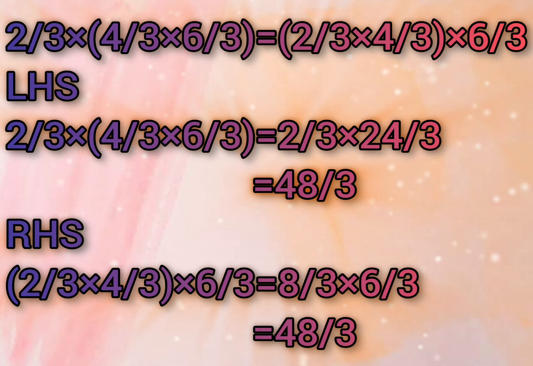Now we will calculate only the left hand side. 2/3 × (4/3 × 6/3) is equal to 2/3 × 24/3, and we will get the final answer 48/3.